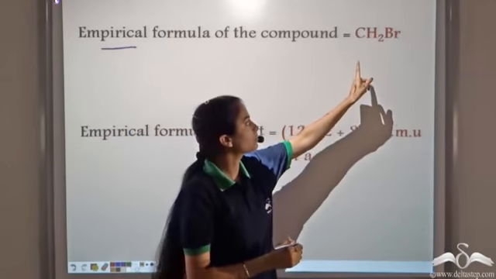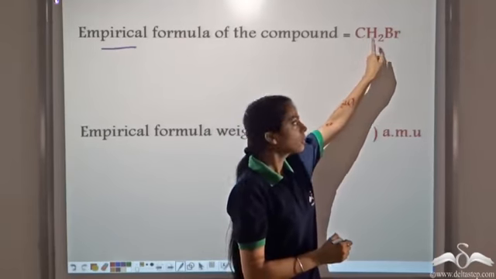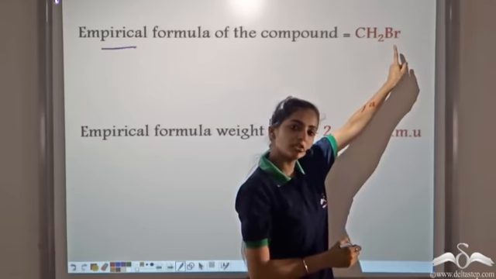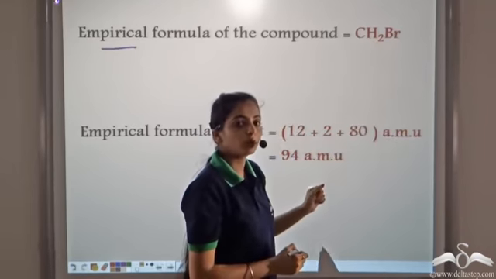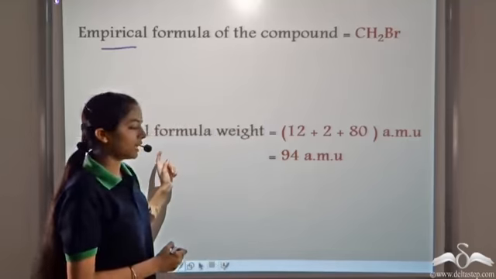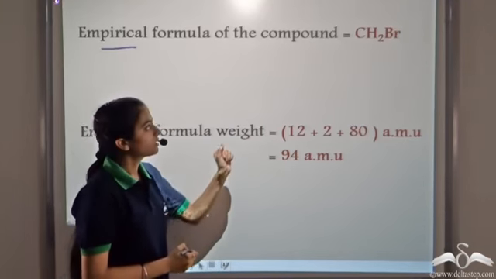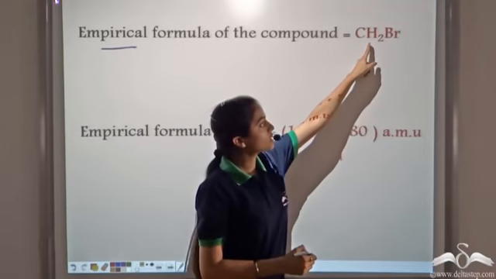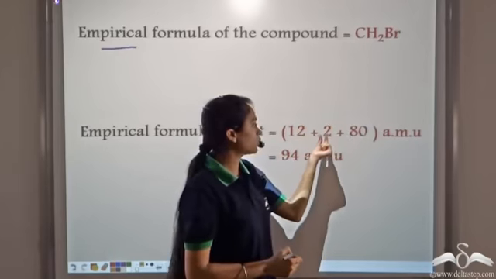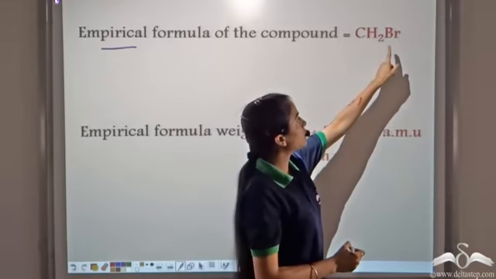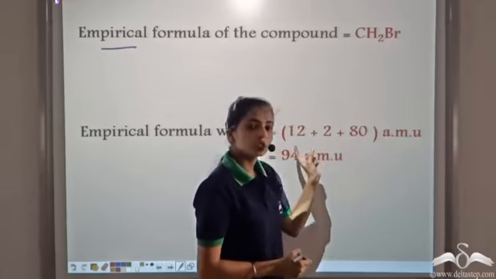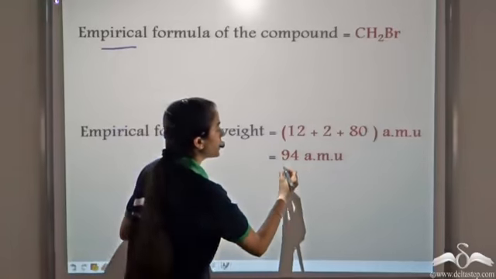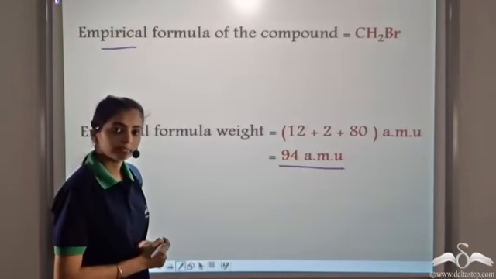As we had seen, the simplest ratio for carbon was 1, for hydrogen it is 2, and for bromine it is 1. So whenever we have 1, we can ignore it. So the empirical formula of the compound is CH2Br. Now we calculate its empirical formula weight. So the atomic mass of carbon is 12. Atomic mass of each hydrogen atom is 1. So for 2 we get 2. Similarly, atomic mass of bromine is 80. So when we calculate the empirical formula weight, we get 94 atomic mass unit.